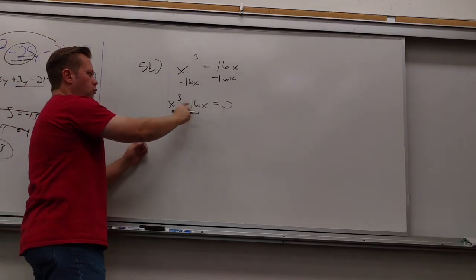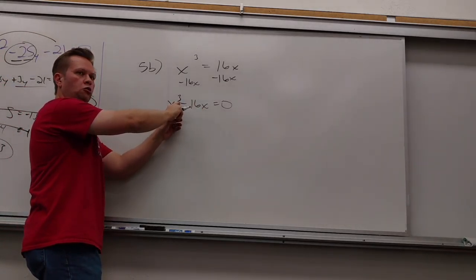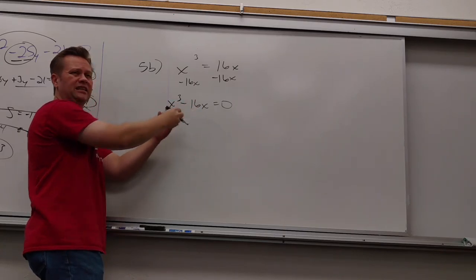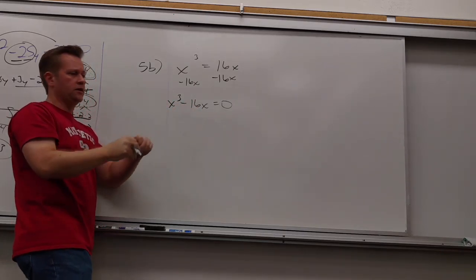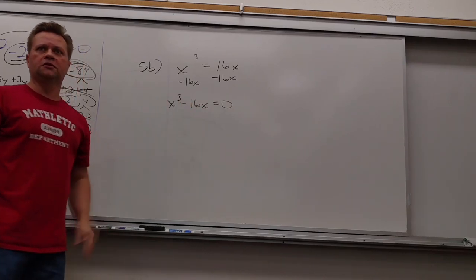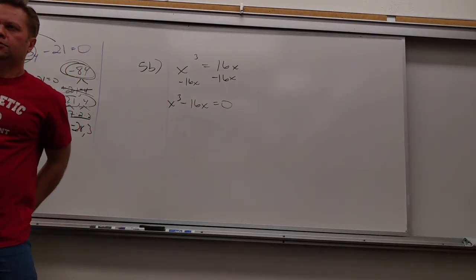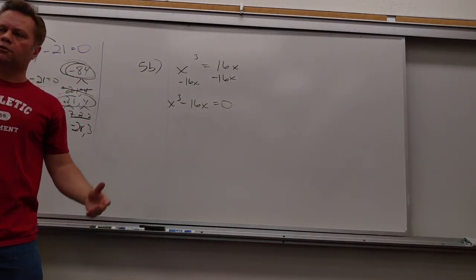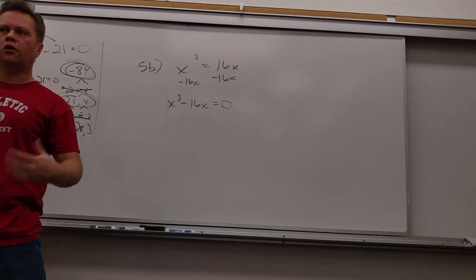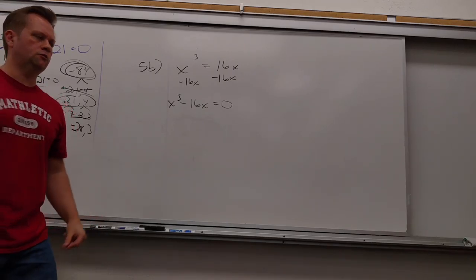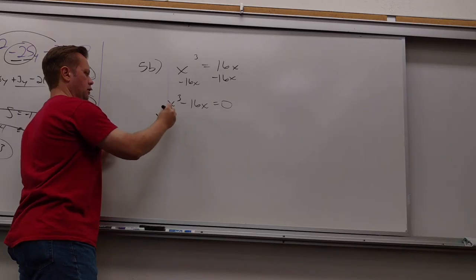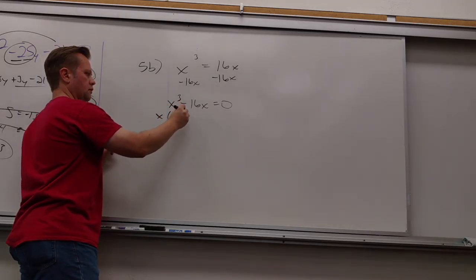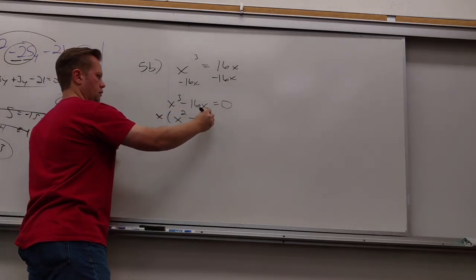And of course, you might think it's a cube. There are two terms, that's cubed. Is 16 something cubed? No. Is x something cubed? No. Nothing pretty. So it's not a cube. But again, what's always going to save you is you always do GCF first. And what comes out of both? Yes. And you're left with x squared minus 16 equals 0.